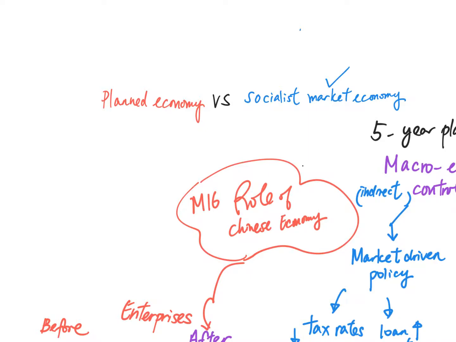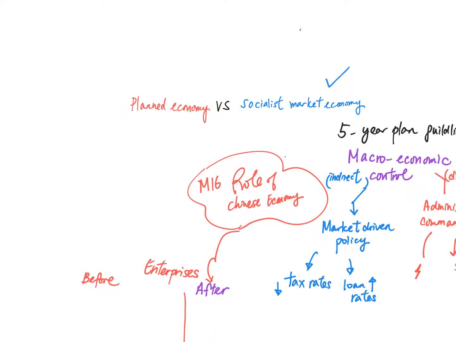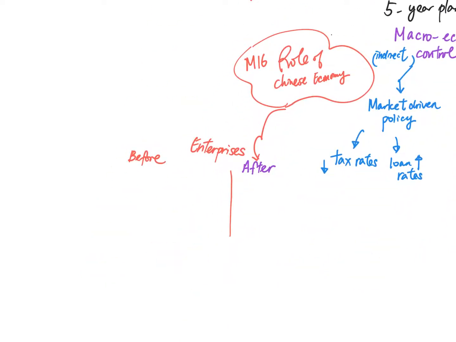And for this reason, when we consider the companies, or in other words, the enterprises, there are some differences before and after, okay? So when it was a planned economy, there was only one kind of enterprise, the state-owned enterprise. So before it was a state-owned enterprise, but right now the policy has changed, and there are several possibilities.